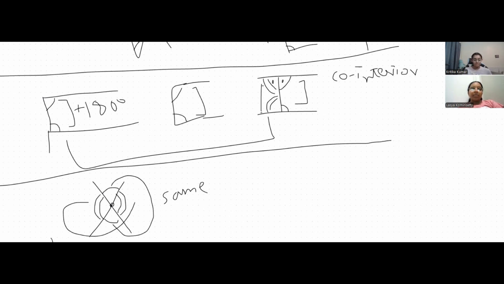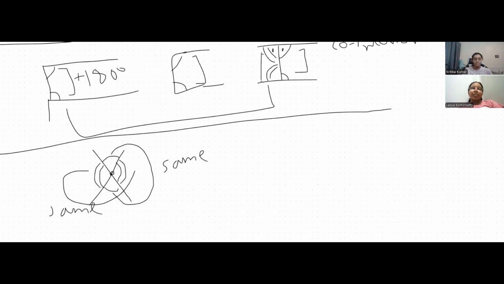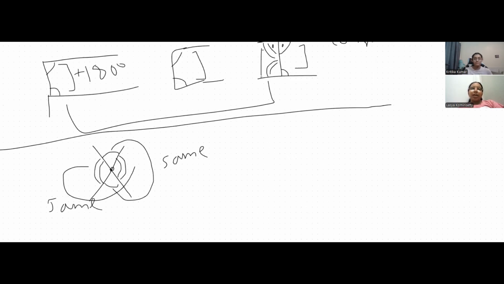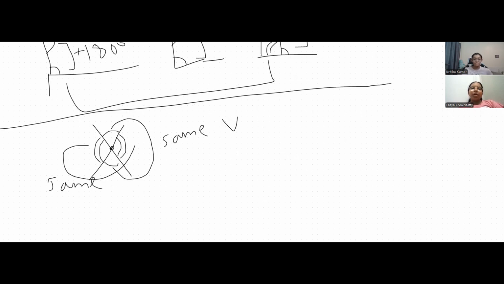So that's basically what the vertical angle theorem says. And if you remember what we learned before about straight lines, doesn't this look like straight lines to you guys? Yes, it does. It looks like two straight lines connecting to each other.